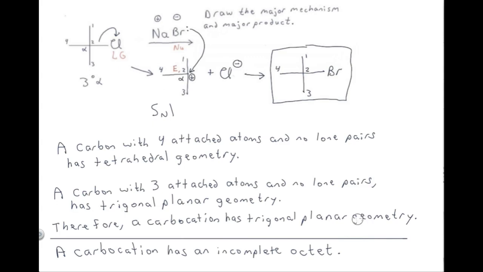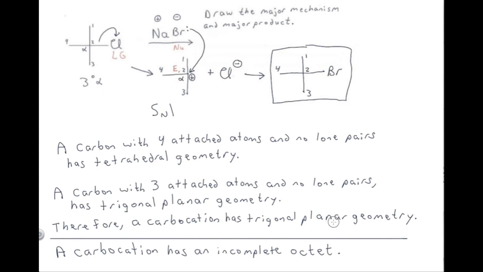Now, how can we use this geometry to figure out SN1 stereochemistry? Well, we said that a carbocation has trigonal planar geometry. It's called trigonal, partly because it's attached to 3 things. And planar, what does planar mean? Planar means flat, in a flat plane.